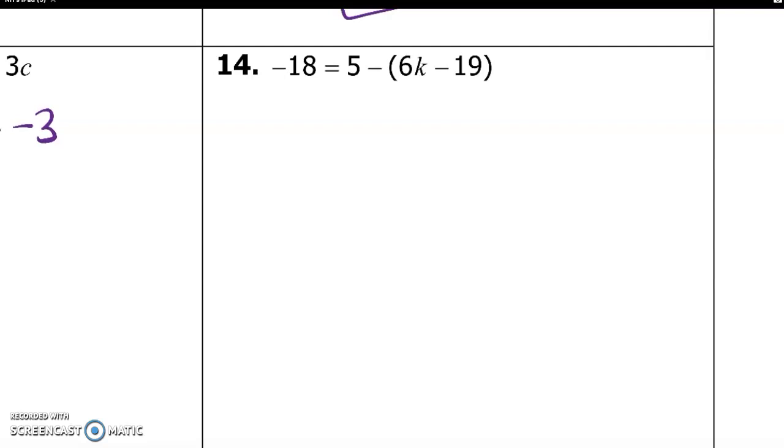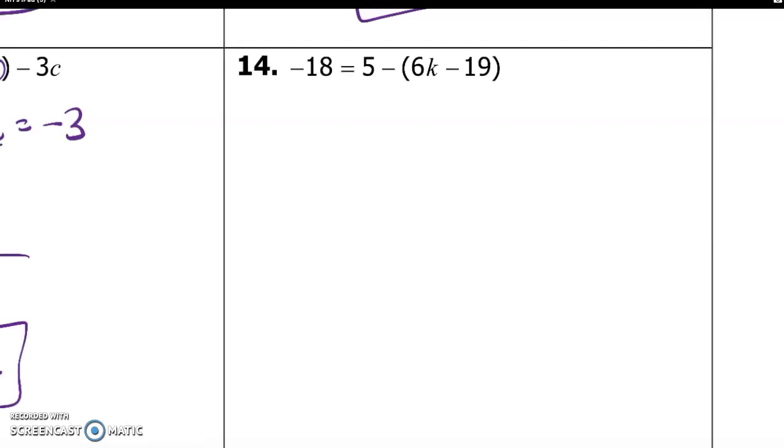Number 14 is tricky. Most people want to distribute a 5, but you are not distributing a 5. It's 5 minus and then your parentheses. So remember, you can put a 1 in front of that parentheses. So I'm going to rewrite this over here. 5, and then this becomes minus 6k.